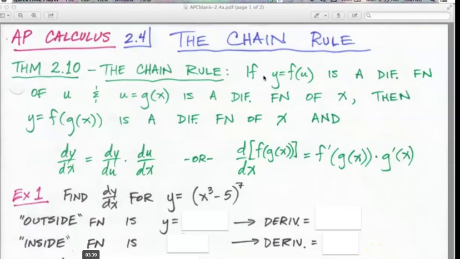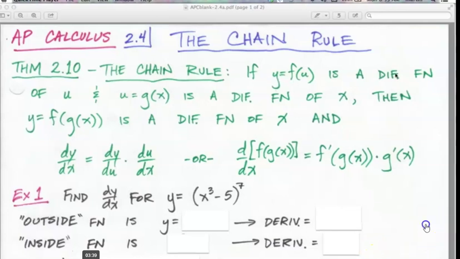So the chain rule says if y equals f of u is a differentiable function of u, and u equals g of x is a differentiable function of x, then y equals f of g of x is a differentiable function of x. And the way we differentiate this is dy/dx equals dy/du times du/dx. So in other words, if I'm taking the derivative of this function, it would be dy/du. If I take the derivative of this function, that would be du/dx. And you multiply them together.